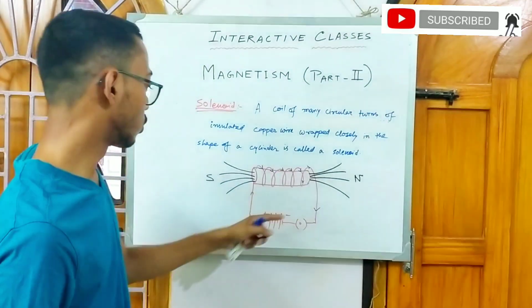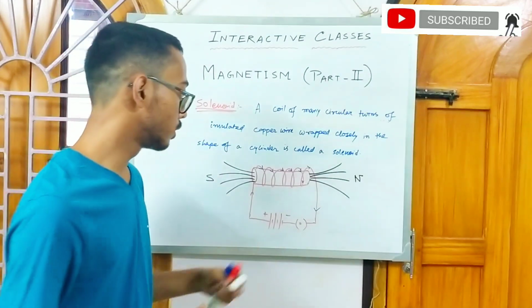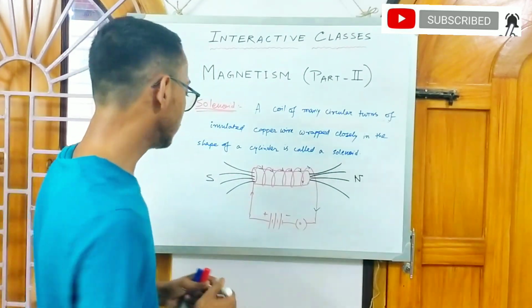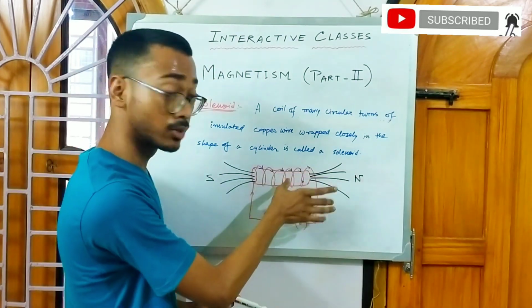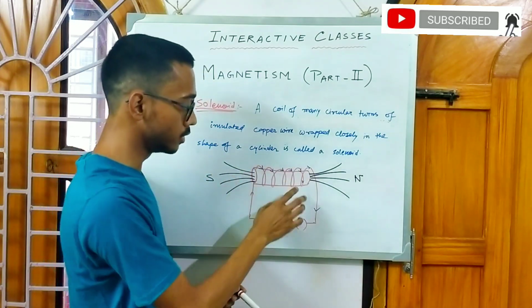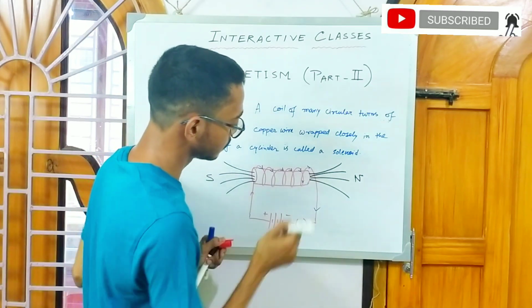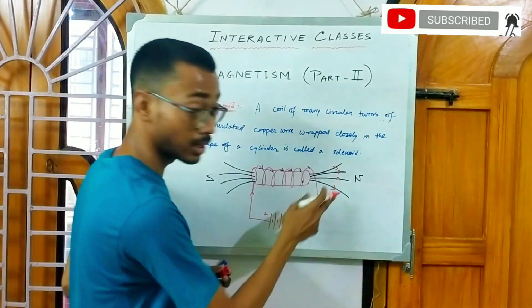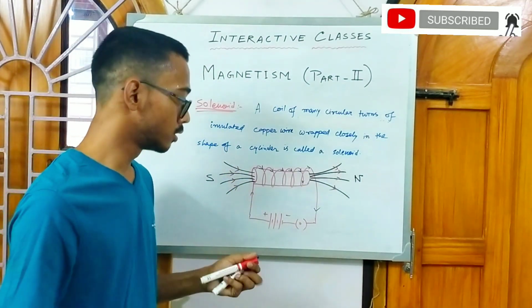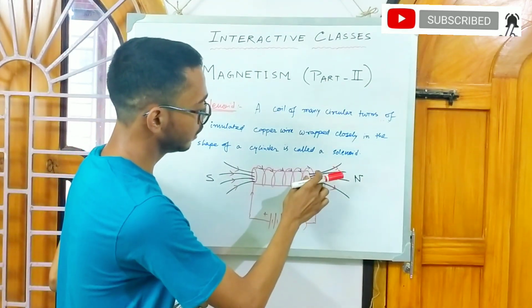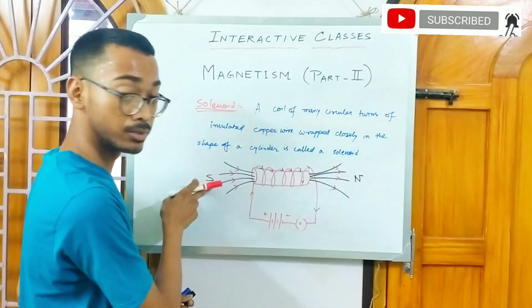There is a rule to determine the north pole and the south pole of a conductor or a magnetic field. We'll come to that part later. That is very easy, but for now we just determine it by the direction of the current. The current is flowing in this direction, so the field lines are along this direction. It starts from here and ends like this. As we discussed in the previous lecture, field lines emerge from the north and end in the south. So this becomes the north pole and this becomes the south pole.